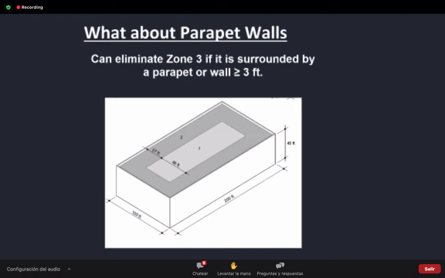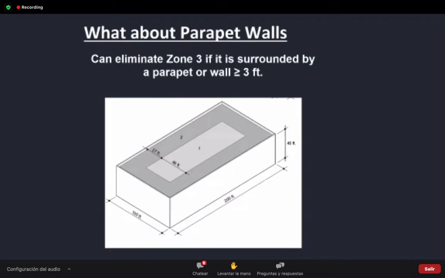So, the light at the end of the tunnel is, let's say this building has a parapet wall greater than 3 feet all the way around it. I keep saying less than. We have a drip edge or a gutter at one end of this building. So wherever that parapet wall is, we just eliminated zone 3. We do not need it.